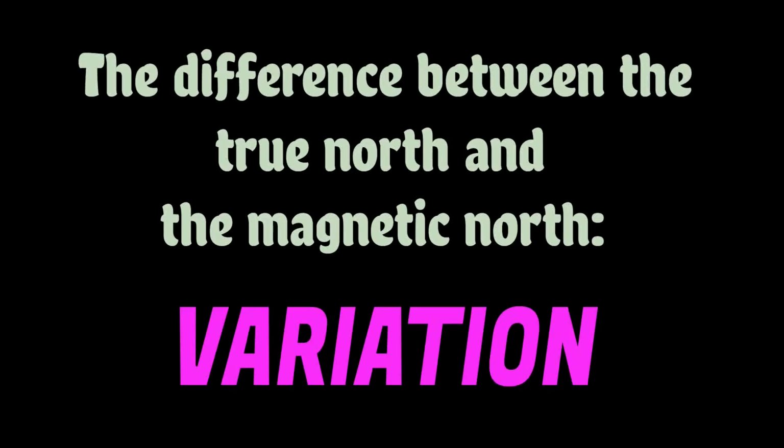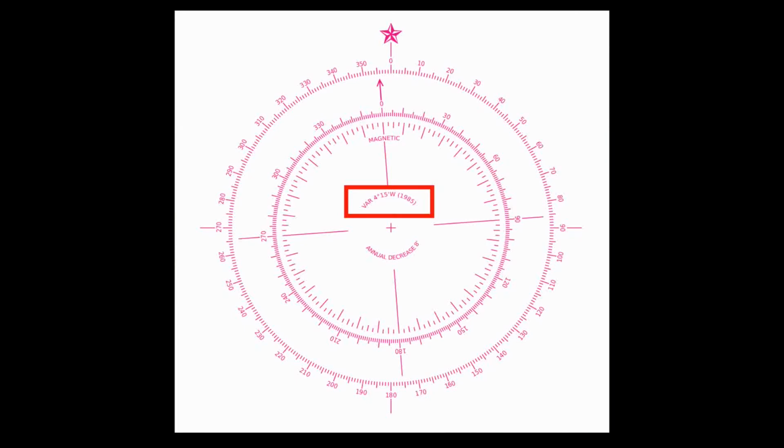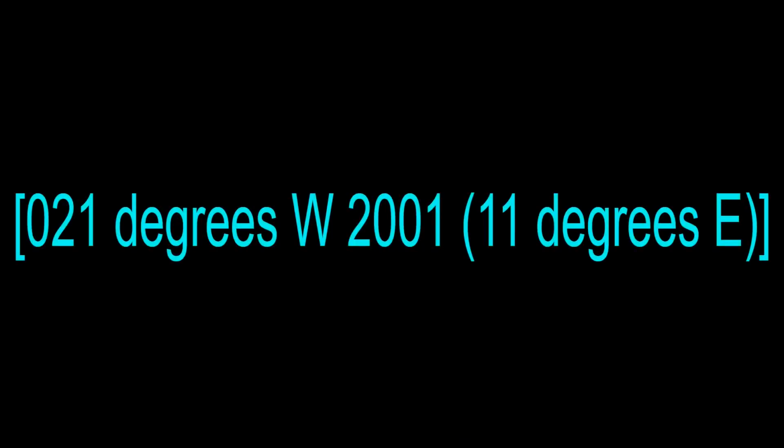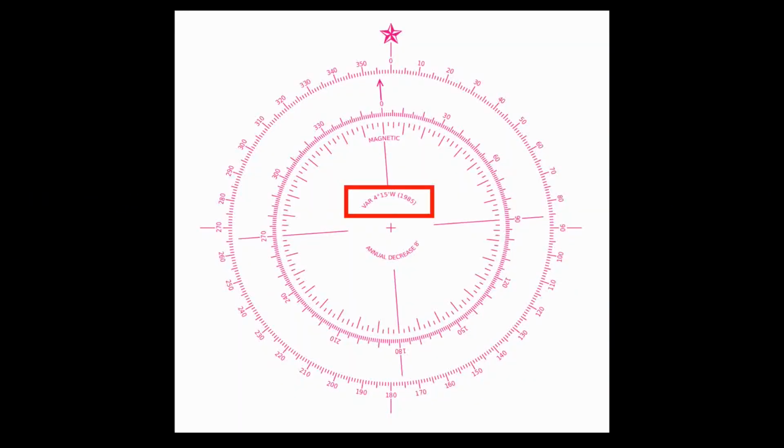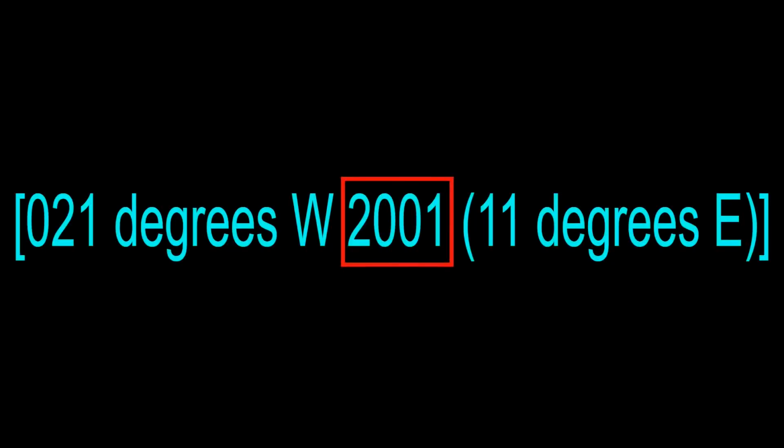This is usually found in the center of the compass rose, and might say something like the value shown on the screen. The variation depends on your location, and the value changes every year. The yearly change would be indicated in the brackets, and should be accounted for when navigating.